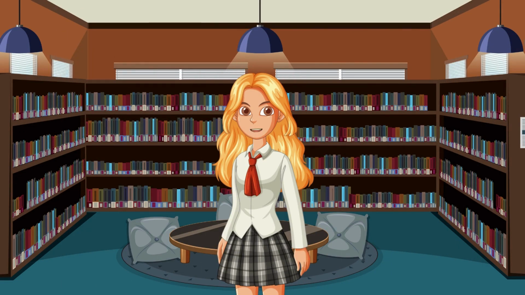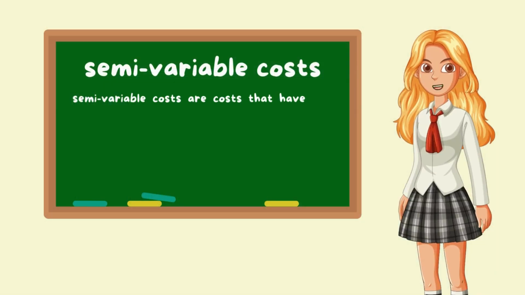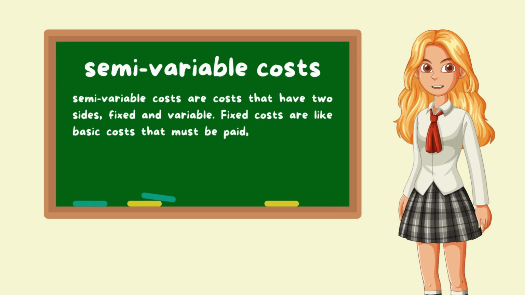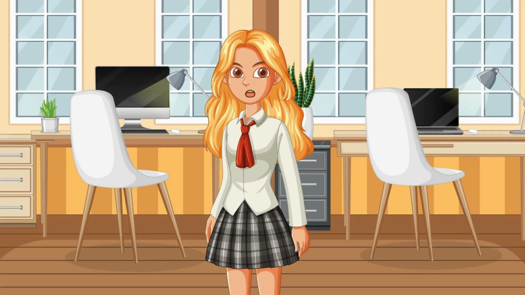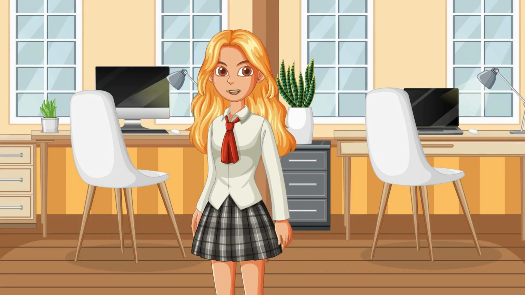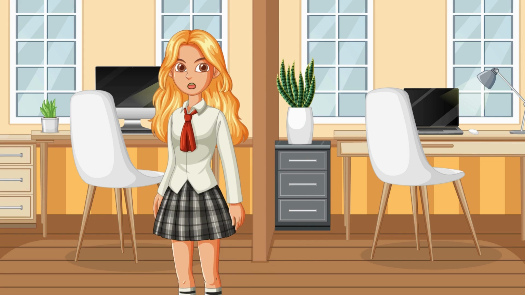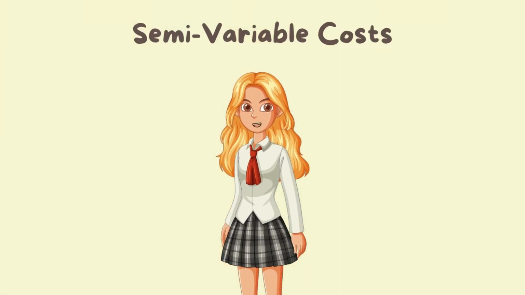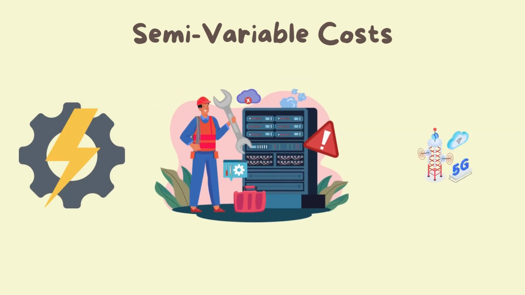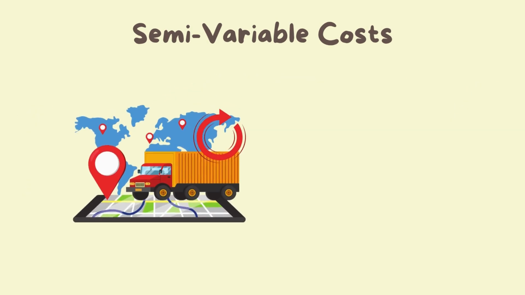Semi-variable costs are costs that have two sides, fixed and variable. Fixed costs are like basic costs that must be paid, while variable costs will go up and down according to activity. For example, electricity in the office. There is a fixed cost, but the more computers are on, the higher the bill. Other examples of semi-variable costs are electricity, maintenance, telecommunications, shipping, and marketing.